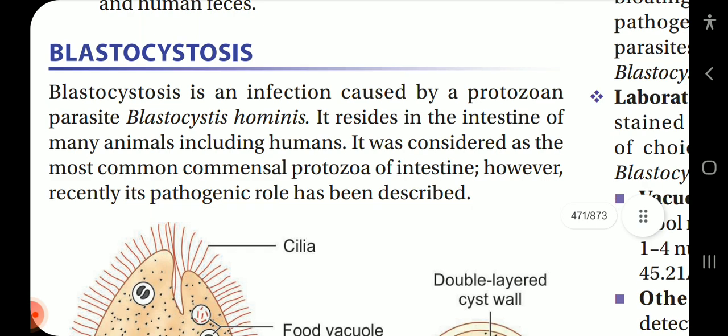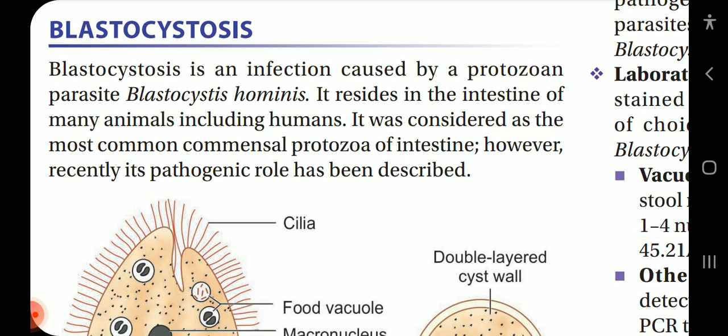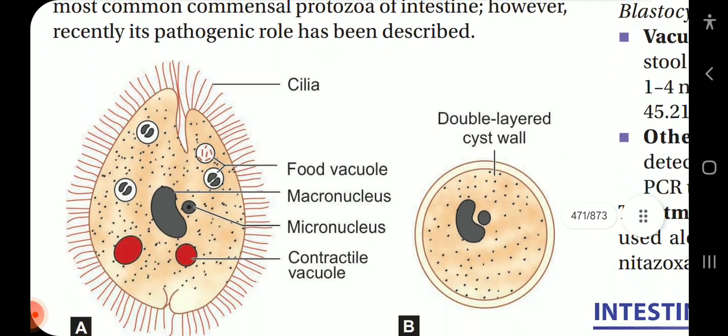Okay, now coming on to blastocystosis. Blastocystosis is the infection caused by the protozoan parasite Blastocystis hominis. It resides in the intestine of many animals, including humans. It was considered the most common commensal protozoa of the intestine. However, recently its pathogenic role has been described.